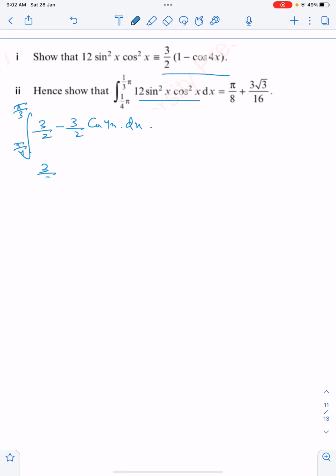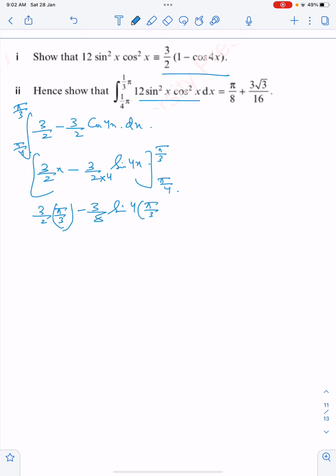Okay, let's integrate this. 3 upon 2x minus 3 upon 2. Integration of cos is sine 4x divided by 4, so I'm multiplying it by 4 here. Now I have to apply the boundaries on this, pi by 3 and pi by 4. 3 upon 2 pi by 3 minus 3 upon 8 sine of 4 pi by 3, minus 3 upon 2 pi by 4 minus 3 upon 8 sine of 4 pi by 4.